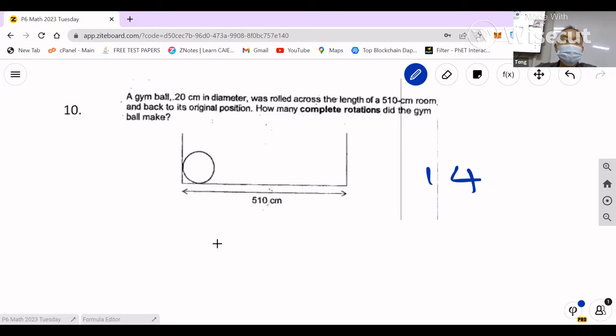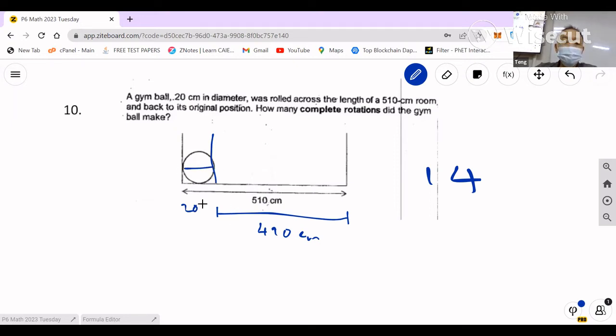Okay, Jia Qi, did you have any idea what's the distance the ball travels? No. Okay. So now because the ball goes here and comes back, and it started from here, you must minus 20 cm. You must minus the diameter. You know what I mean? So the actual distance traveled is here to here, which is 490 cm, because you must take 510, take away the 20 cm. 20 cm is the diameter of this ball.